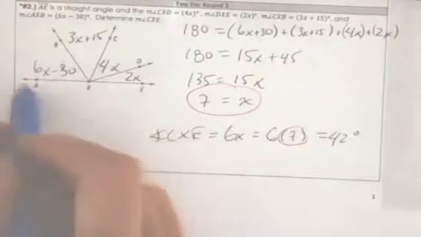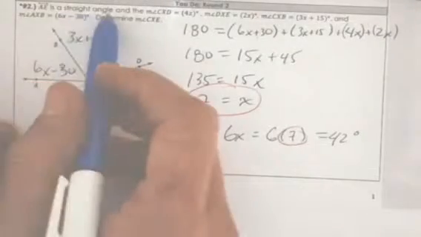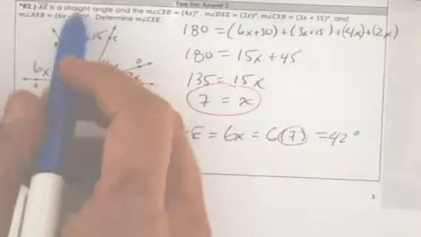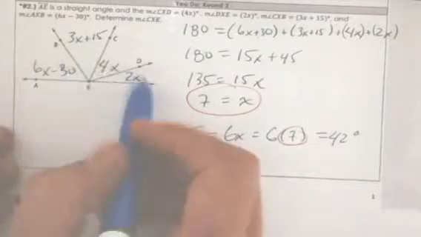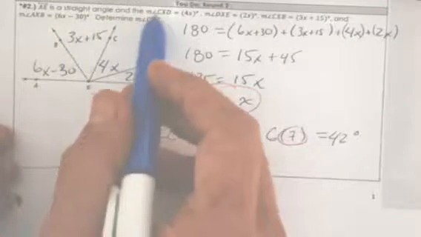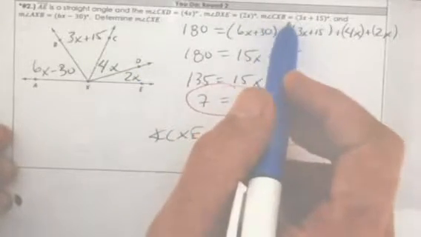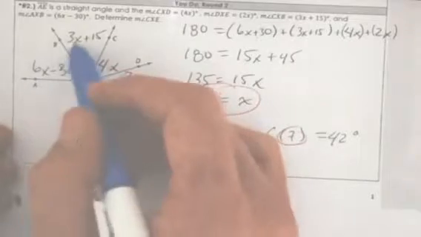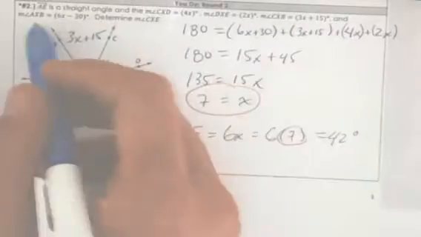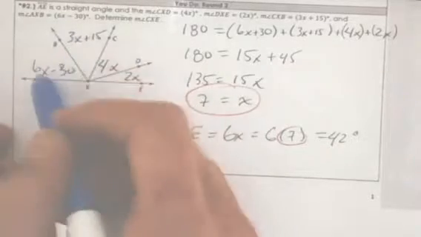Line AE is a straight angle. So straight angle, that's telling me total of 180 degrees. And the measure of angle CXD is 4x. The measure of angle DXE is 2x. CXB, 3x plus 15. And AXB, 6x minus 30. And we add them all together to equal 180 degrees.